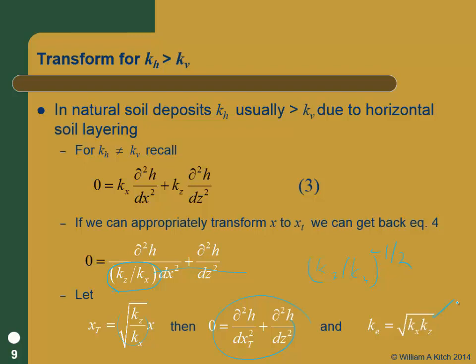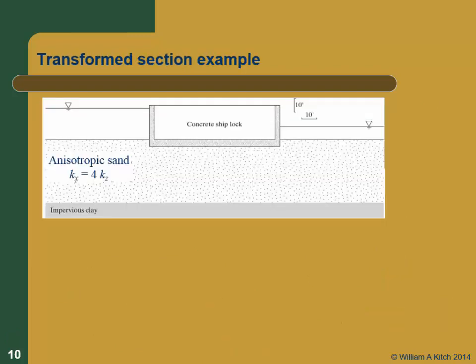So now what I have is a new way to solve my equation. I'm now back to the simple Laplace's equation here, except I'm using this x transform. And when I go to do calculations for flow rates, I'm going to have to use an equivalent KE that's just the square root of the kx times kz. So the way we do this with flow nets is now we can solve our flow net. All we got to do is redraw our flow net in this new space, the x transform space. So this is an example of doing that.